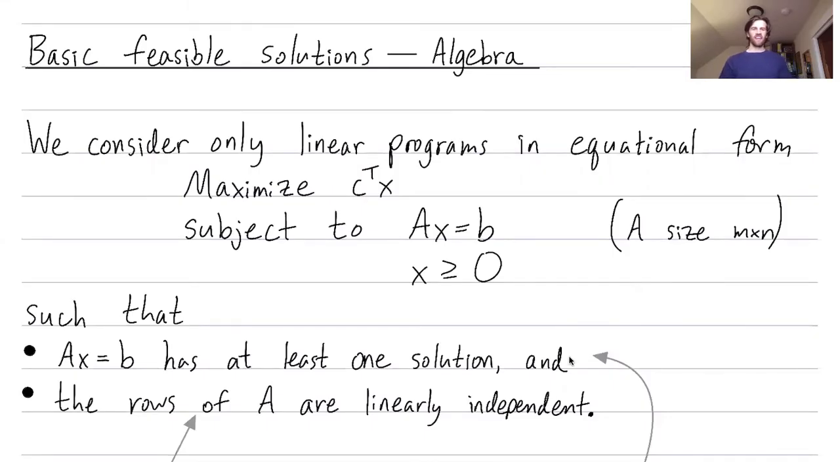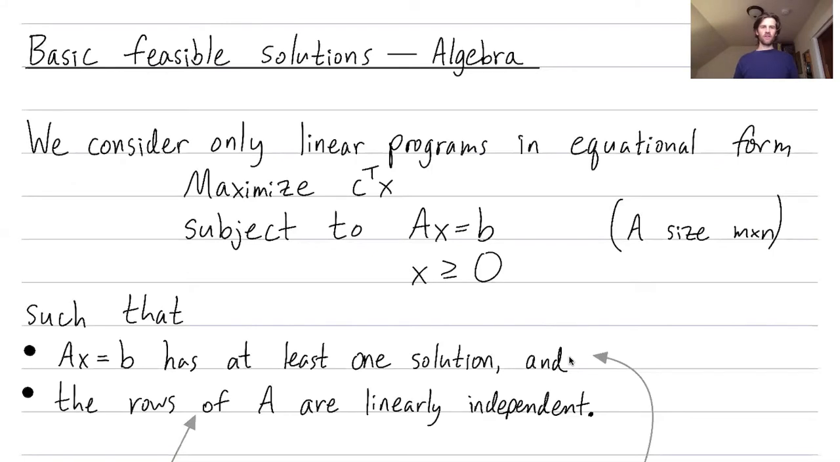Hey everybody, I wanted to discuss basic feasible solutions in linear programming. This will be from the algebraic perspective, but then next time I'll describe how you should think of basic feasible solutions from the geometric perspective. Spoiler alert, they're the vertices of the feasible region. So this is the last machinery we need before defining and describing the simplex method.